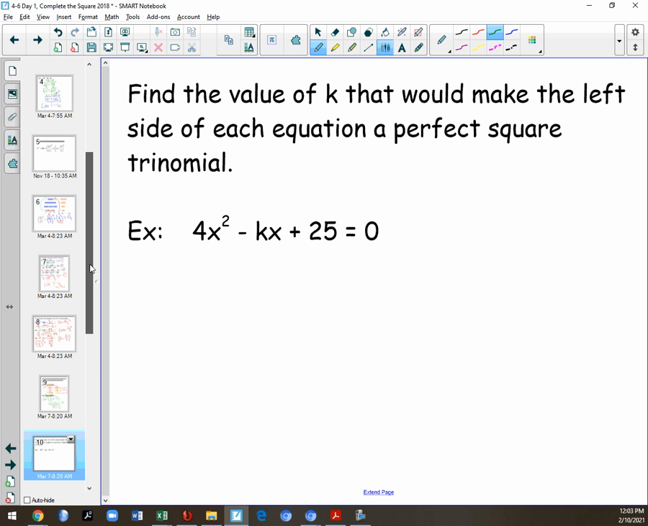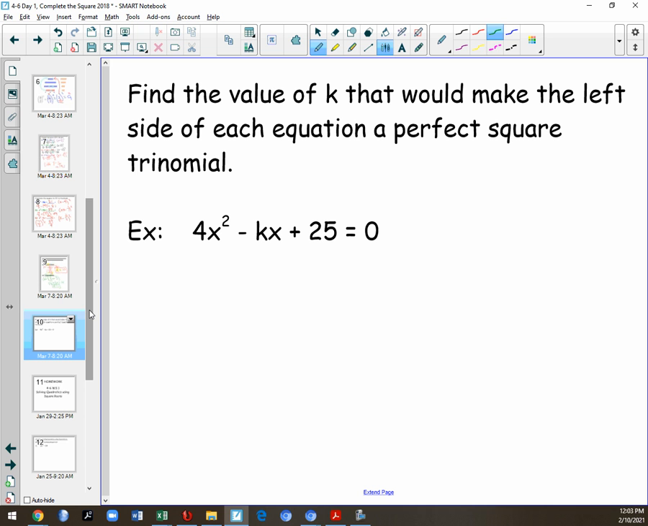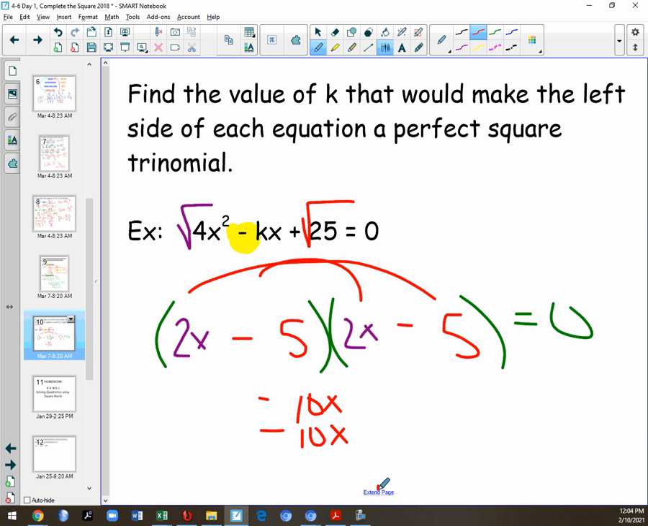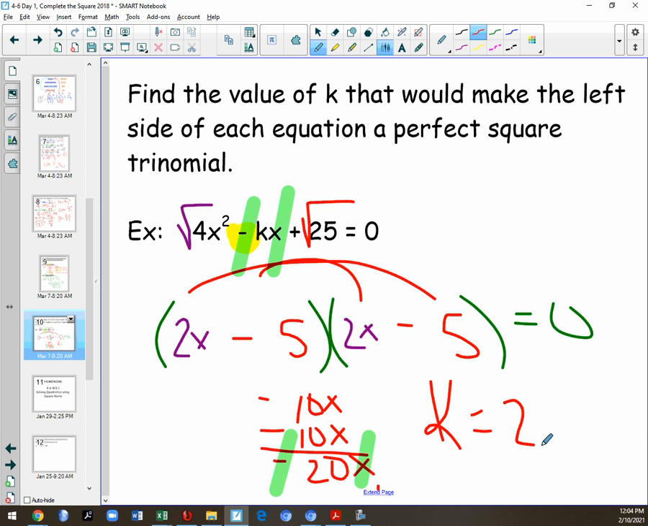Okay, let's do this again. Last example I'm going to do. Same exact thing. So I'm going to have 2 sets of parentheses here. I'm going to take the square root of 4 to give me 2x and 2x. I'm going to take the square root of 25 to give me 5 and 5. I'm going to look at the middle term. That middle term is going to be minus, minus. Inner gives me negative 10x. Outer gives me negative 10x. When I add those together, I get negative 20x. I'm going to look to see what I already have. I already have the negative, and I already have the x. So that implies that k is equal to the value 20.